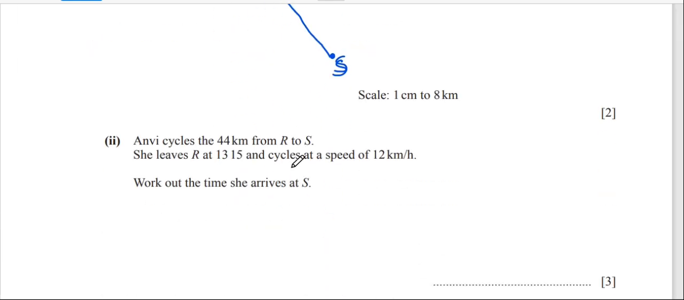So they say that Anvi cycles the 44 kilometers from R to S. She leaves R at 13:15, and cycles at a speed of this. Work out the time she arrived at S. So we already know the distance from R to S, okay, as 44. So distance equals to 44 kilometers. Okay, now the speed is equals to 12 kilometers per hour. All right, so we need to find the time. So the time is equal to, using our speed equals to distance over time, that will give us that time is equal to distance over speed.